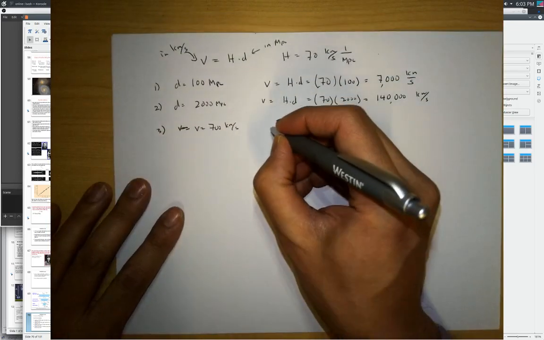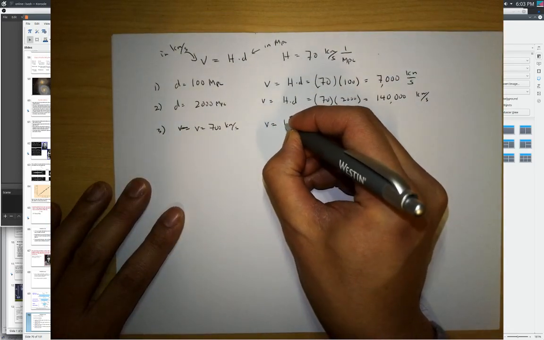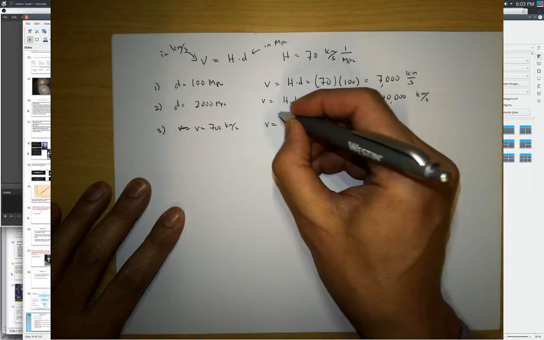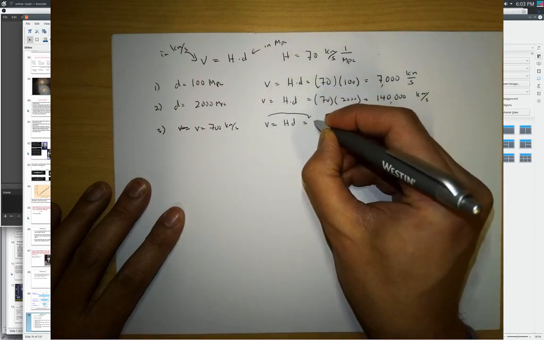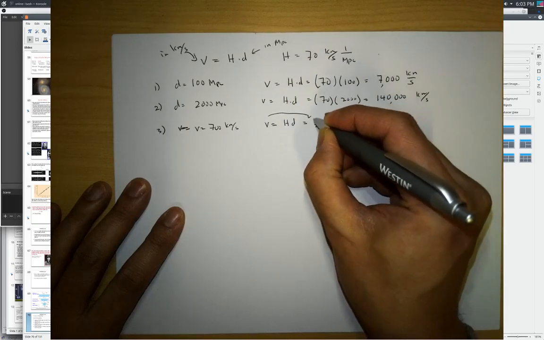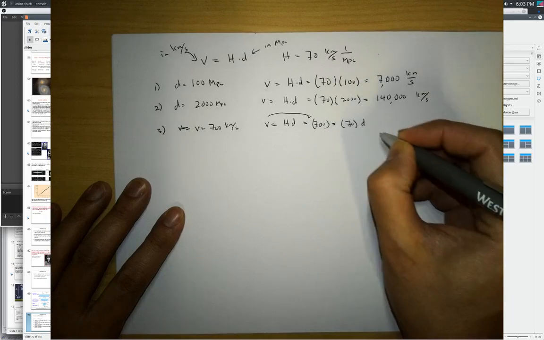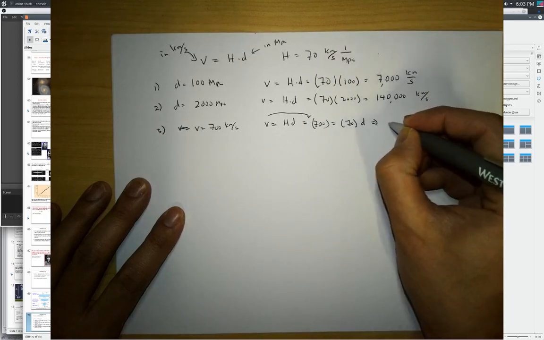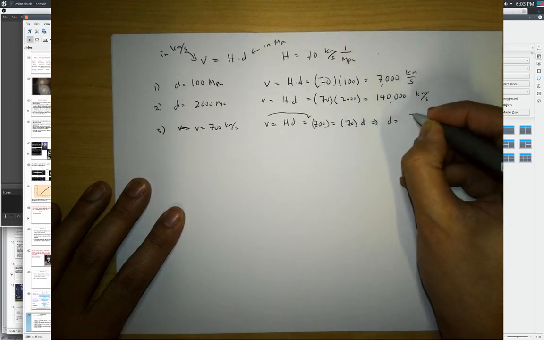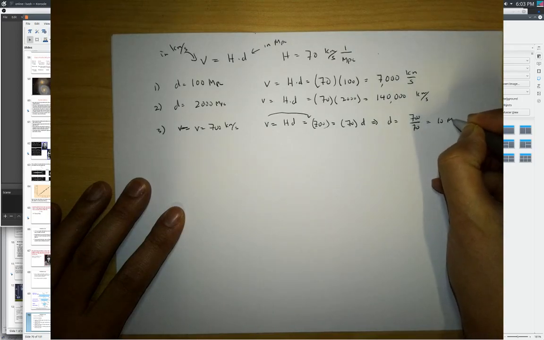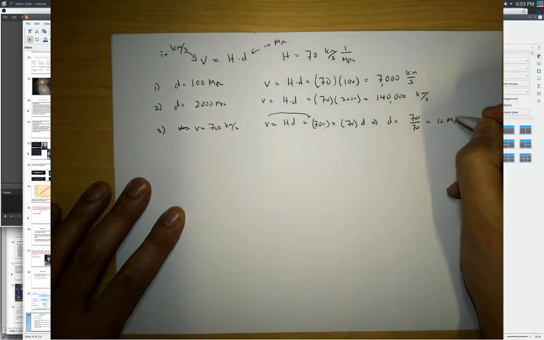Okay, so now let's write that down. V is equal to Hd. So 700 is equal to H, 70, times d, which I don't know. That means that d is equal to 700 over 70. That's 10 megaparsecs. All right.